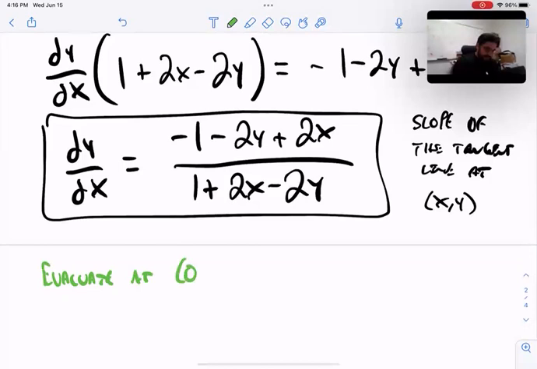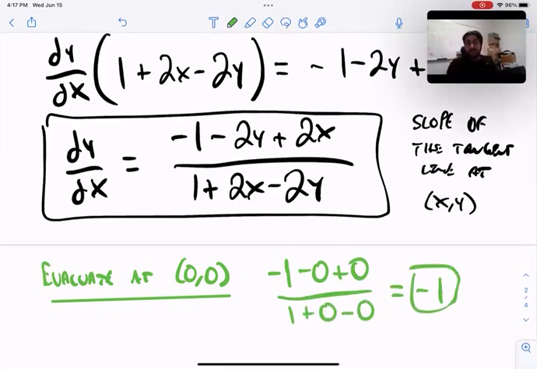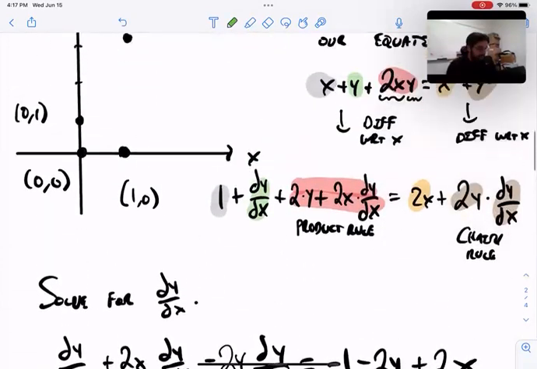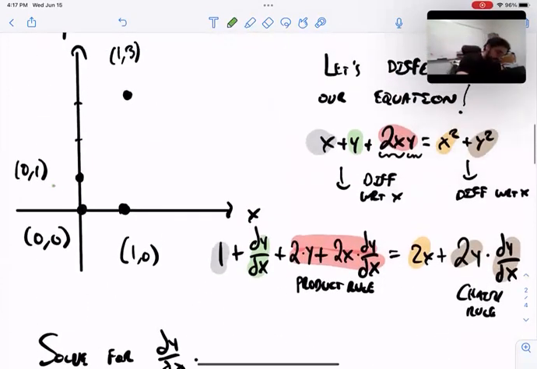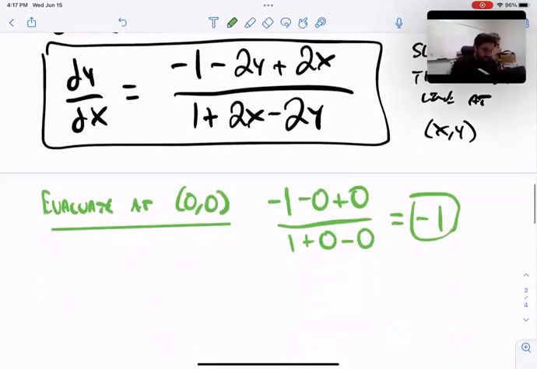at, say, 0, 0, right? What would I have? At 0, 0, I would get minus 1 minus 0 plus 0 over 1 plus 0 minus 0. That gives me negative 1. So I have slope negative 1 at 0, 0. Let's graph this. There it is, slope negative 1. Right? I could do this for all my points.